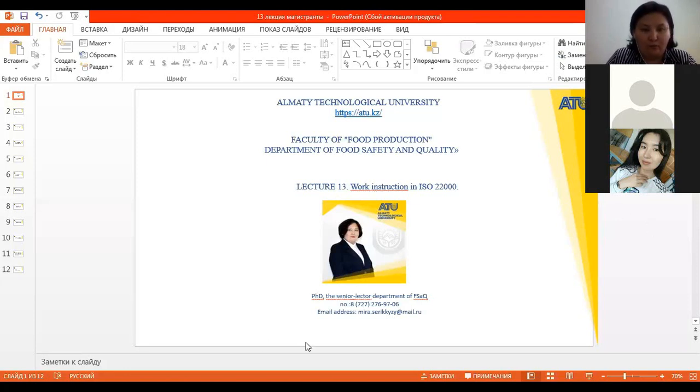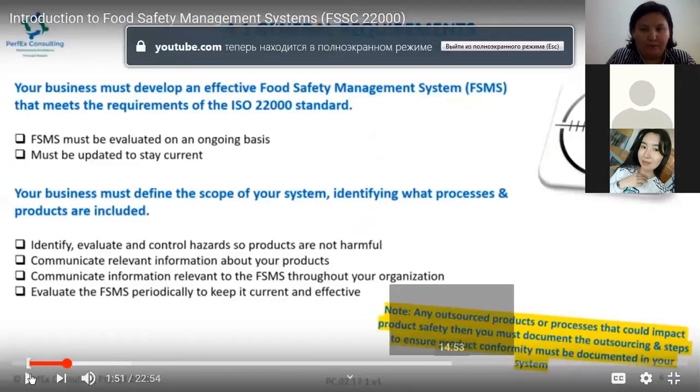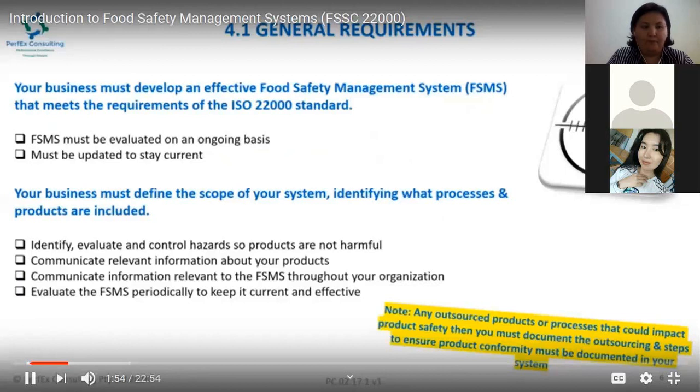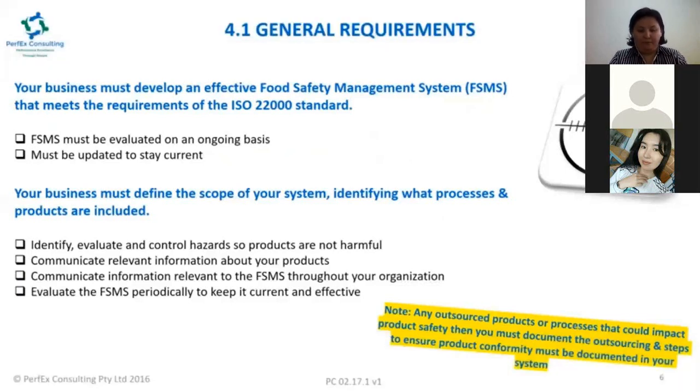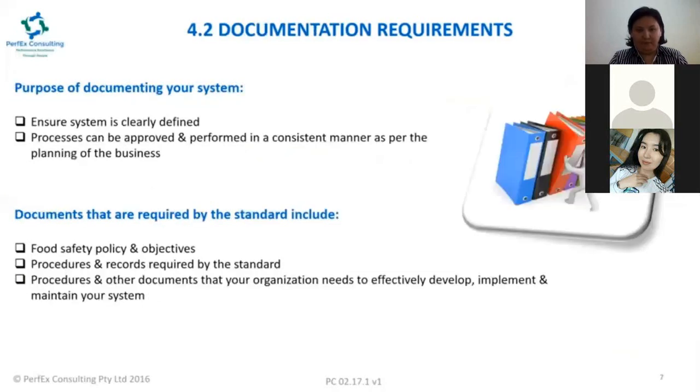Lecture 30, Work Instruction ISO 22000. Contents of the work instruction: the title page, purpose and scope, terms, definitions, abbreviations and conventions, description of the order of work, the order of revision, and instructions for change.